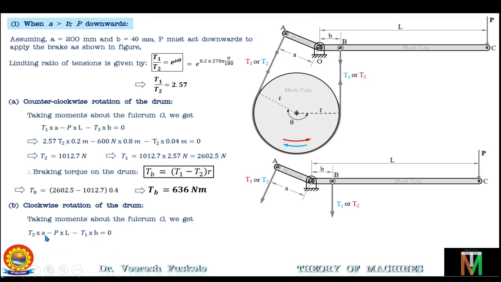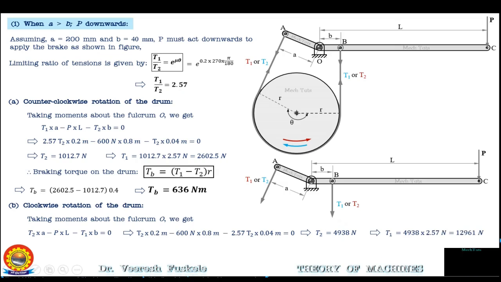Putting the values of A, P, L and B in this equation and keeping T1 as T2 into 2.57, we have T2 into 0.2, A is 0.2 and P is 600 Newton, the length L is equal to 0.8 meter, T1 is 2.57 T2 from this equation, and B is nothing but 40 millimeter, that is 0.04 meter. From this equation we can easily calculate T2, and T2 is equal to 4938 Newton. So keeping the value of T2 in this equation, we get T1 as 12961 Newton.